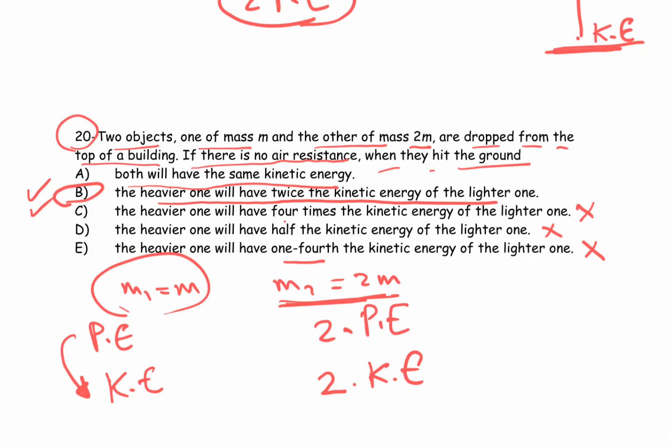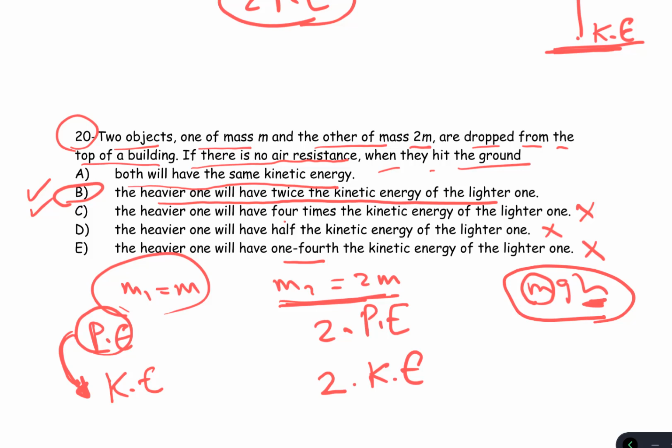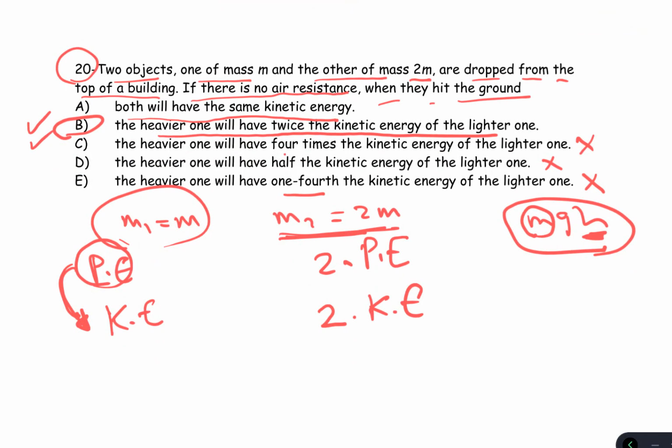The heavier one will have twice the kinetic energy, because you know all the potential energy changes to kinetic energy, and the only factor that changed is the mass. Potential energy depends on mgh, so the mass doubled and h is the same, so the total potential energy doubled. So when it reaches the ground, it will have that same energy as kinetic energy, doubled from the beginning. That's enough for this video.